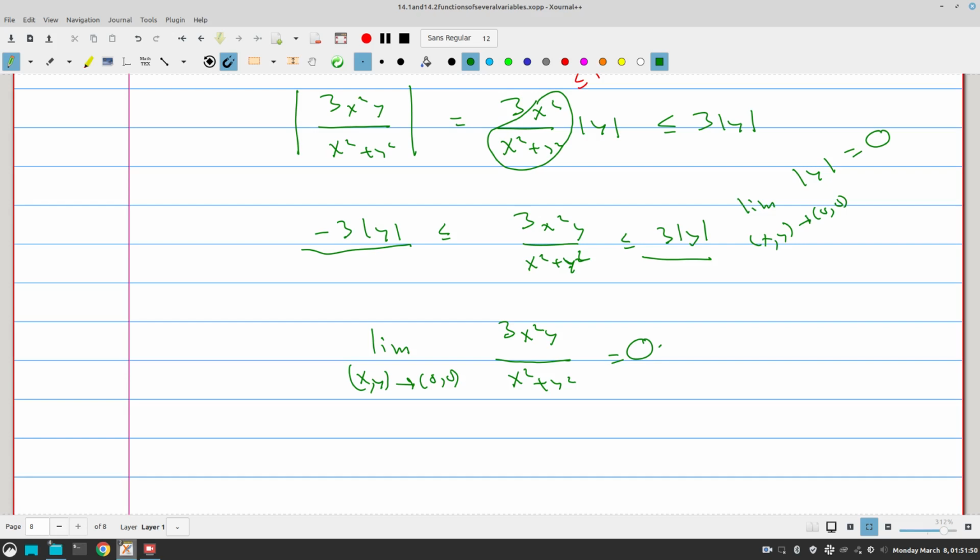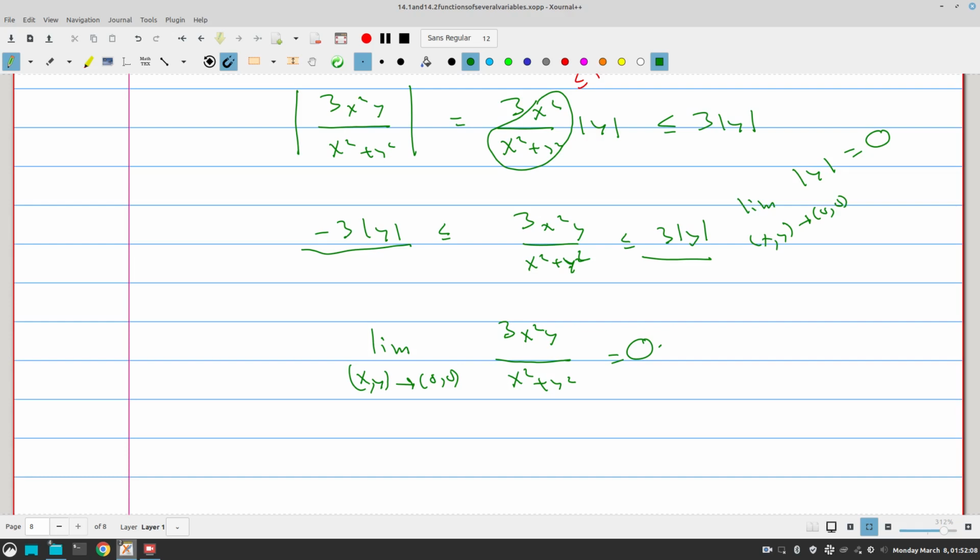With the same example, what the book does is also prove the same limit using the epsilon delta definition. I expect you to go through that example and try to work it out for yourself.